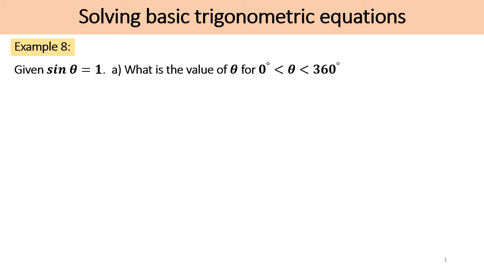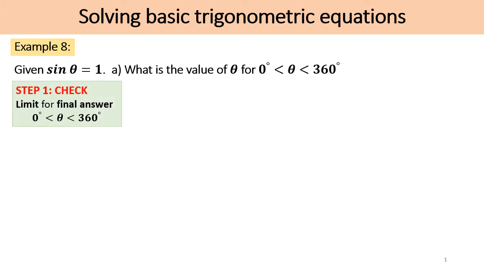So now we are going to take a look at how to solve basic trigonometry equations. For the first example, which is example 8, we are given sine theta is equal to 1. What is the value of theta for theta between 0 degrees and 360 degrees? First, we need to check that the given limit in the question is the limit for the final answer. So our final answer should be between 0 and 360 degrees.